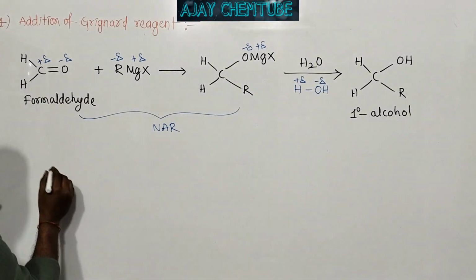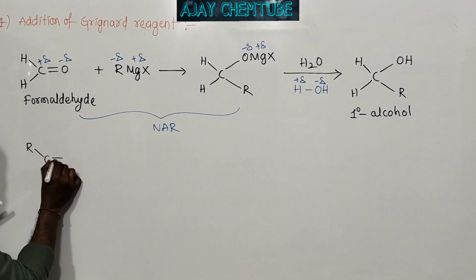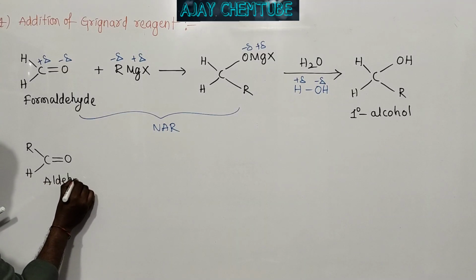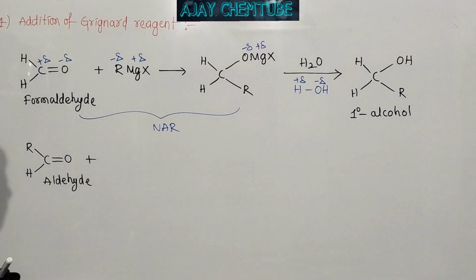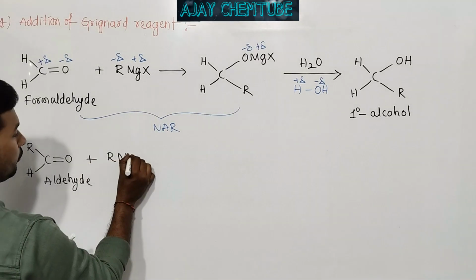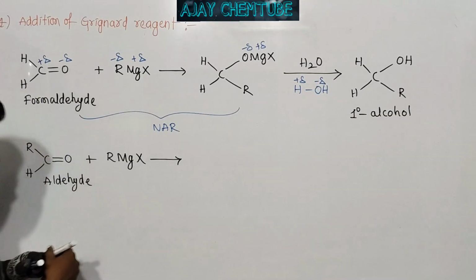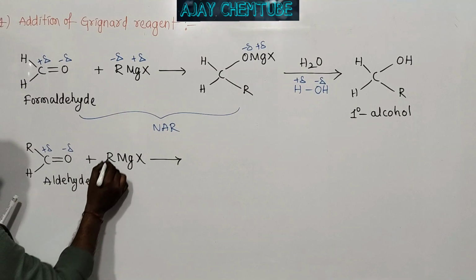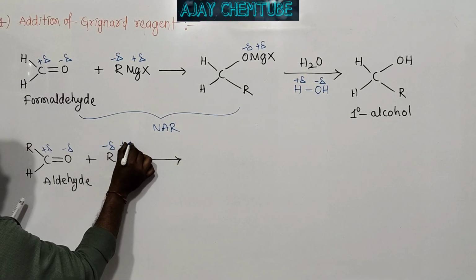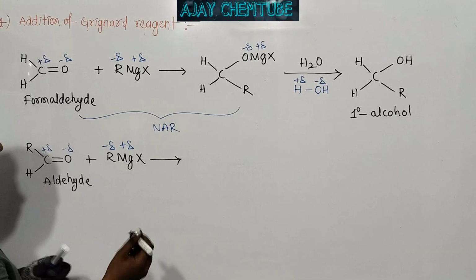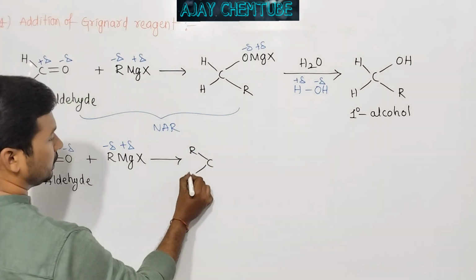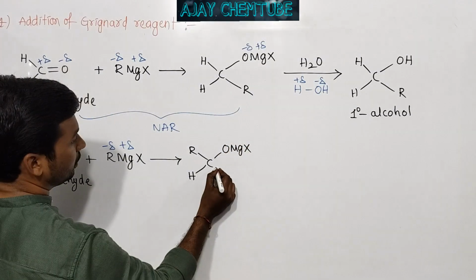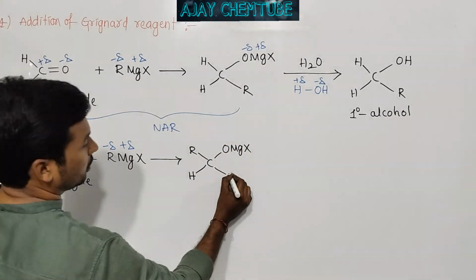Okay. So if you take aldehydes other than formaldehyde, formaldehyde is also an aldehyde. If you take another aldehyde, RMgX, what do you write? Here carbon is partial positive, oxygen partial negative, alkyl group partial negative, magnesium partial positive. Then what will it give? R, C, here H. To O minus, MgX will add, and to carbon, R minus is added.